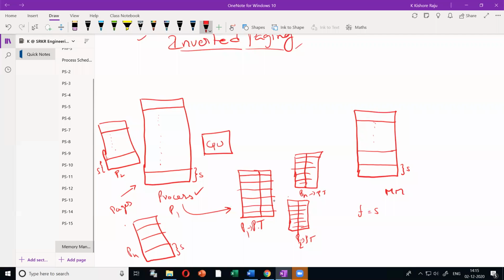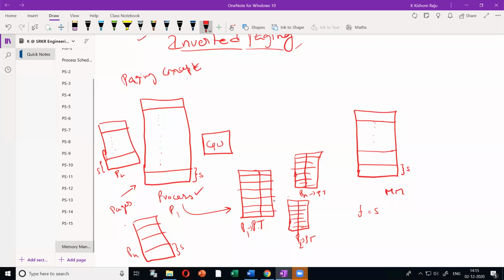So this is the paging concept. Is it correct or not? Please respond.